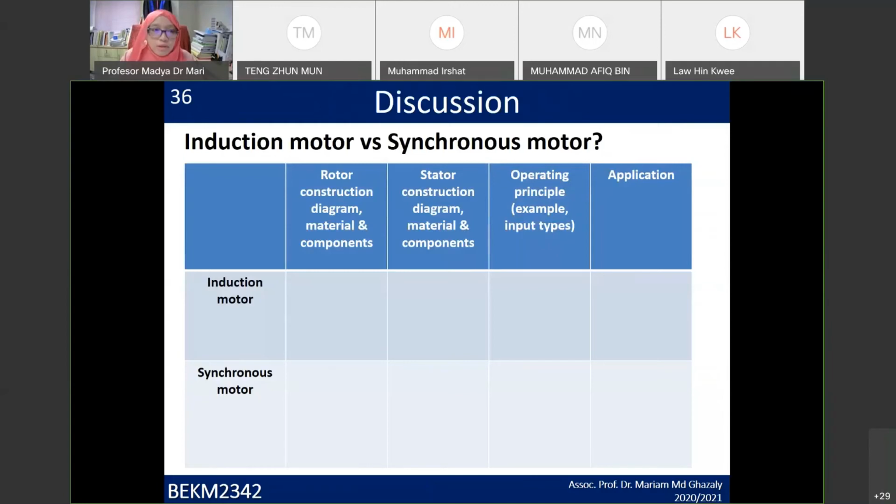In terms of the rotor construction, what's the difference? In terms of the stator construction, what is the difference? In terms of the operating principle, what is the difference? What application is normally used for the induction motor and what application is normally used for the synchronous motor? So we just go through this very fast and you need to submit it in the feedback form later on.